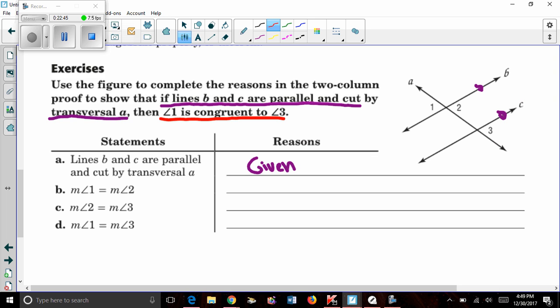They're telling us that the measure of angle 2 and the measure of angle 1 are congruent. Well, those two angles are on opposite sides of each other. If we recall, we call those vertical angles. So the measure of angle 1 equals the measure of angle 2 by the definition of vertical angles.